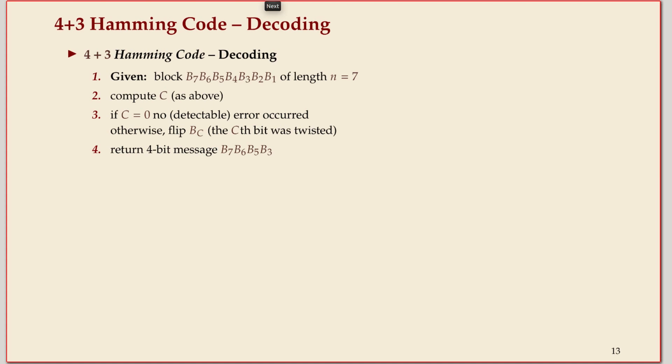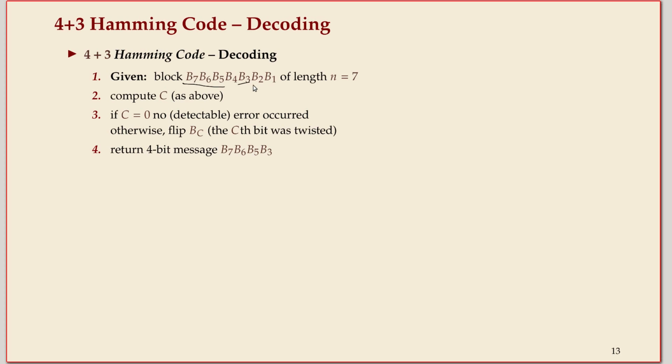Decoding is you try to do the same thing as you did before. You take this block, you compute the checking bits that we introduced 2 slides back. If the checking bits are 0, you know no error has occurred, at least no single bit error has occurred. And then you can just take out the first 3 plus this bit as the message. If, on the other hand, C is not 0, C tells you which bit has flipped, so you just flip it again and then take those 4 bits. And then you get your message.